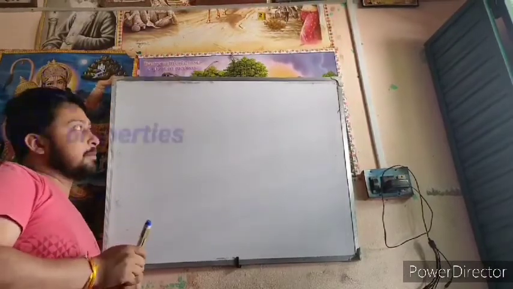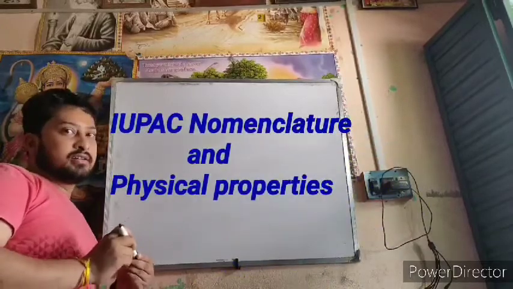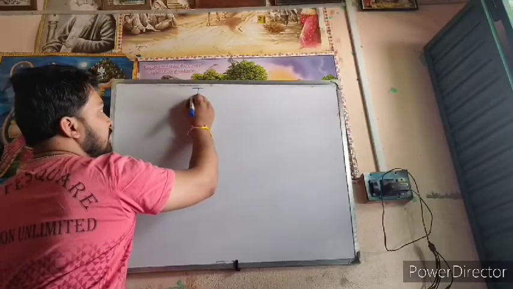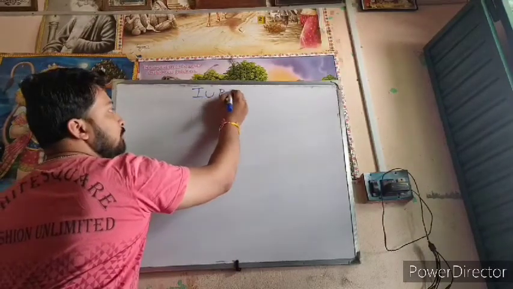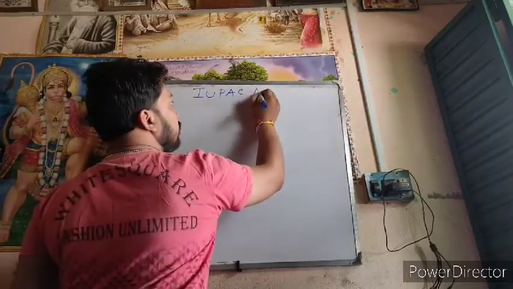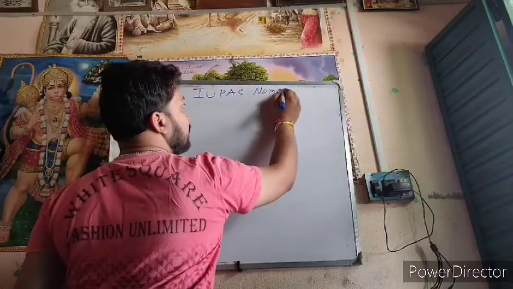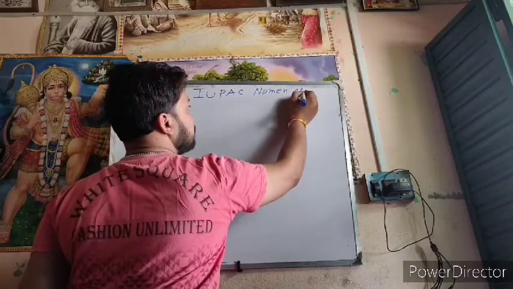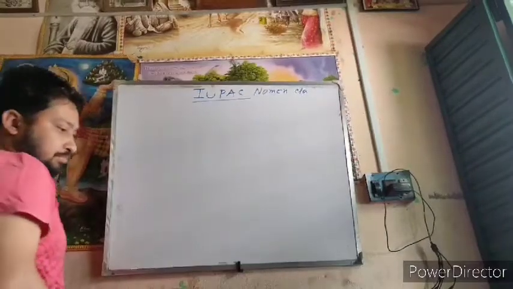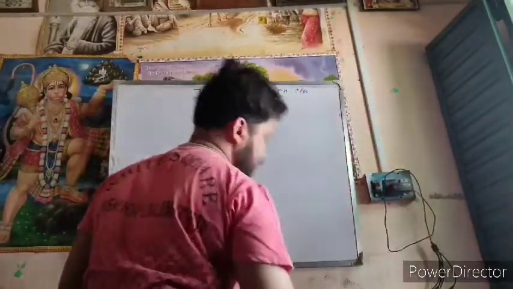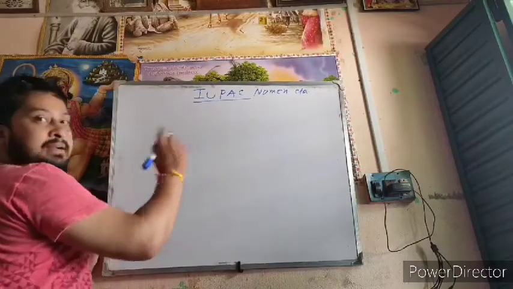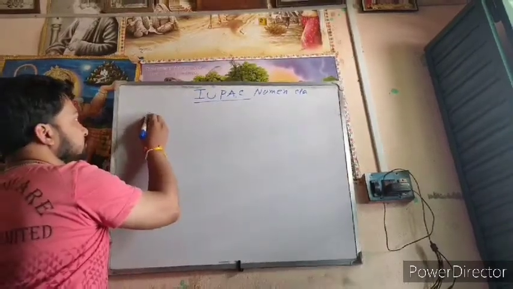Now we have discussed the IUPAC nomenclature in this chapter. So write IUPAC nomenclature. So this is IUPAC nomenclature. Okay. Write the first problem.